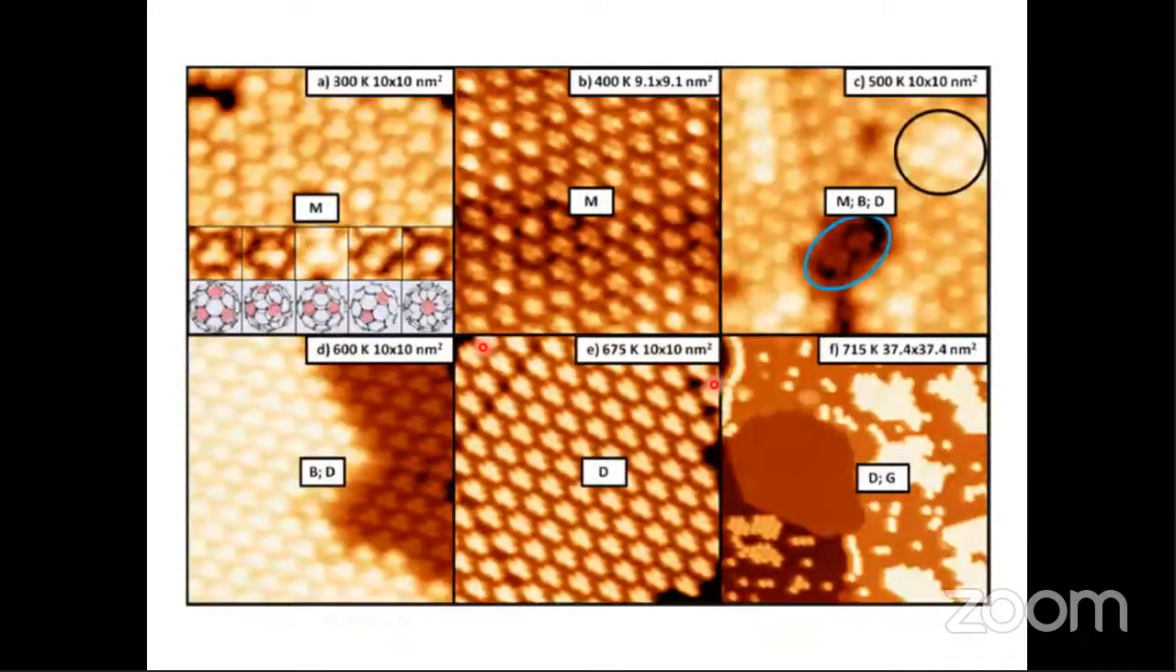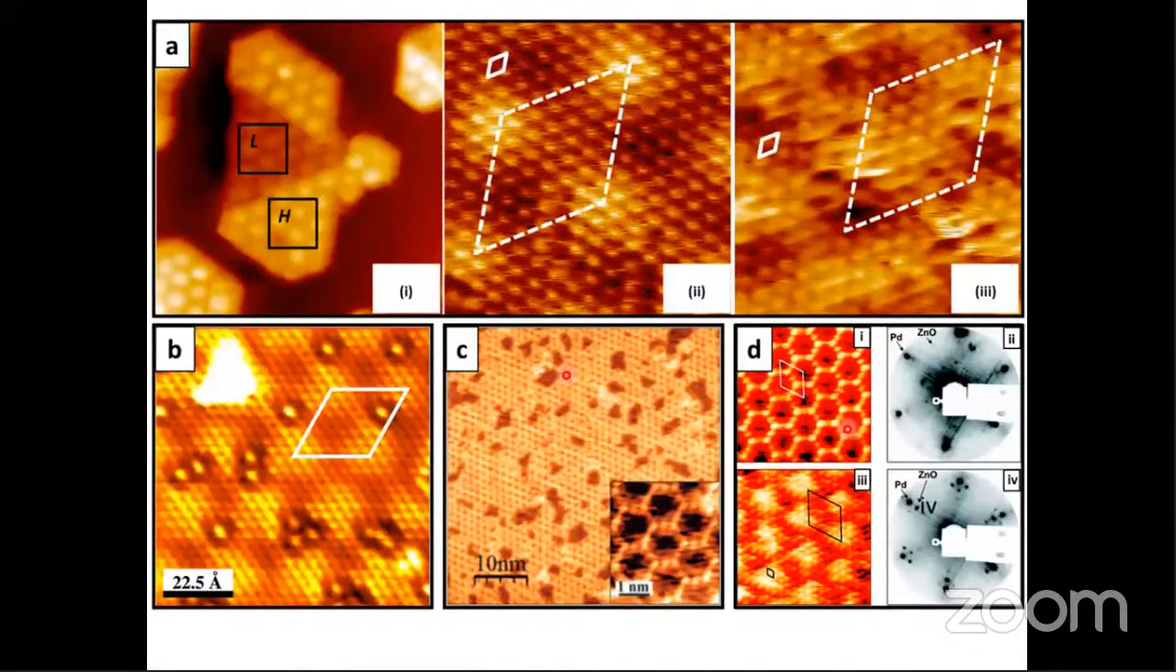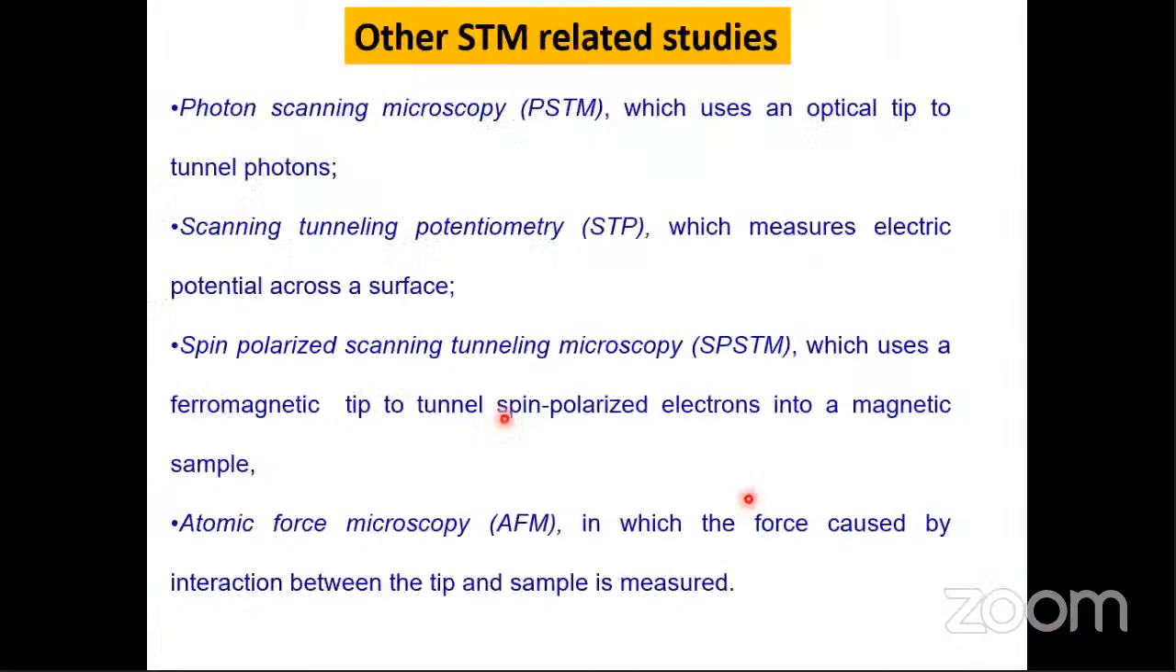You can see aluminum atoms. This is the STM image of carbon C60. There are some other accessories by which this STM can be used for multiple purposes, like scanning tunneling microscopy with an optical tip, scanning tunneling photometry, spin-polarized STM, and AFM. These are several accessories that can be fitted with this STM to obtain different kinds of information about the surface.